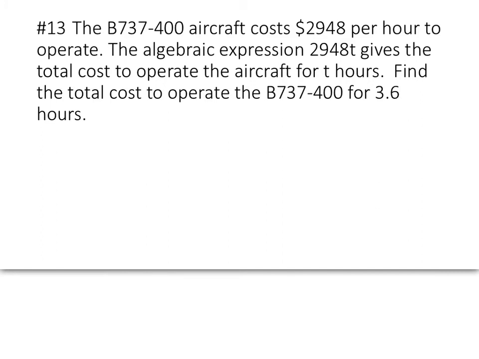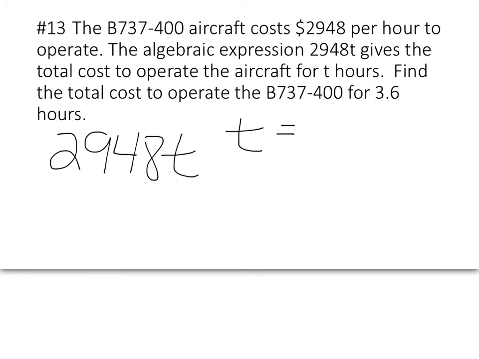Alright, the B-737-400 aircraft costs $2,948 per hour to operate. The algebraic expression 2,948t gives the total cost to operate the aircraft for t hours. Find the total cost to operate the B-737-400 for 3.6 hours. Okay, so again, they give us the formula, 2,948t, and they want to know what happens if t is 3.6.